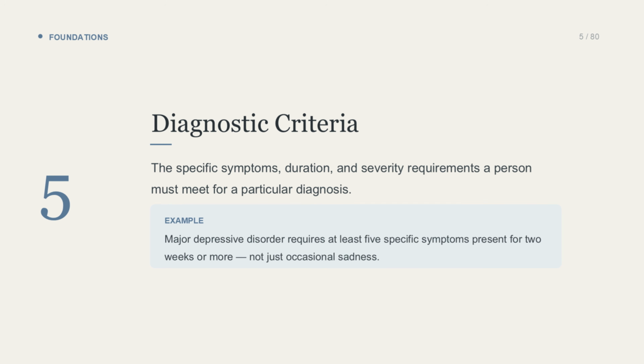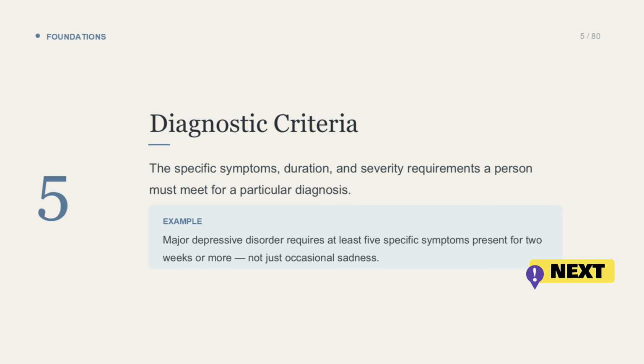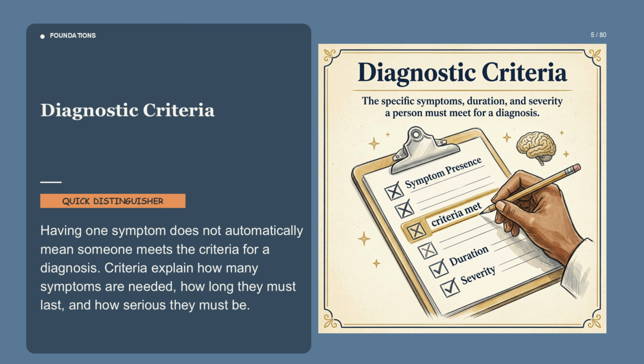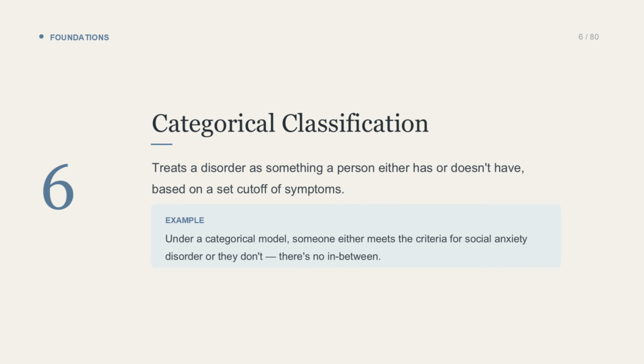5. Diagnostic criteria. Diagnostic criteria are the specific symptoms, duration, and severity requirements a person must meet for a particular diagnosis. For example, a diagnosis of major depressive disorder requires at least 5 specific symptoms present for 2 weeks or more, not just occasional sadness.